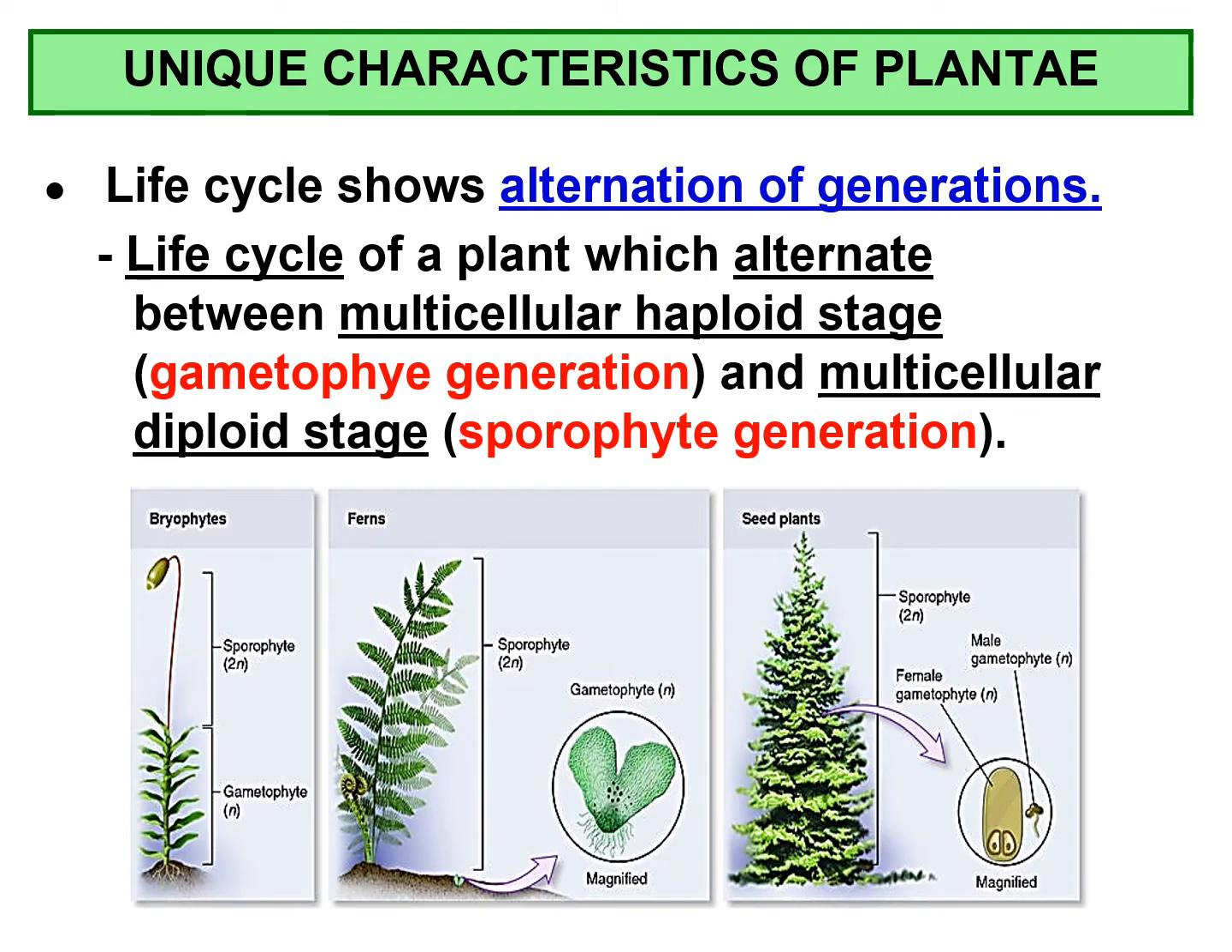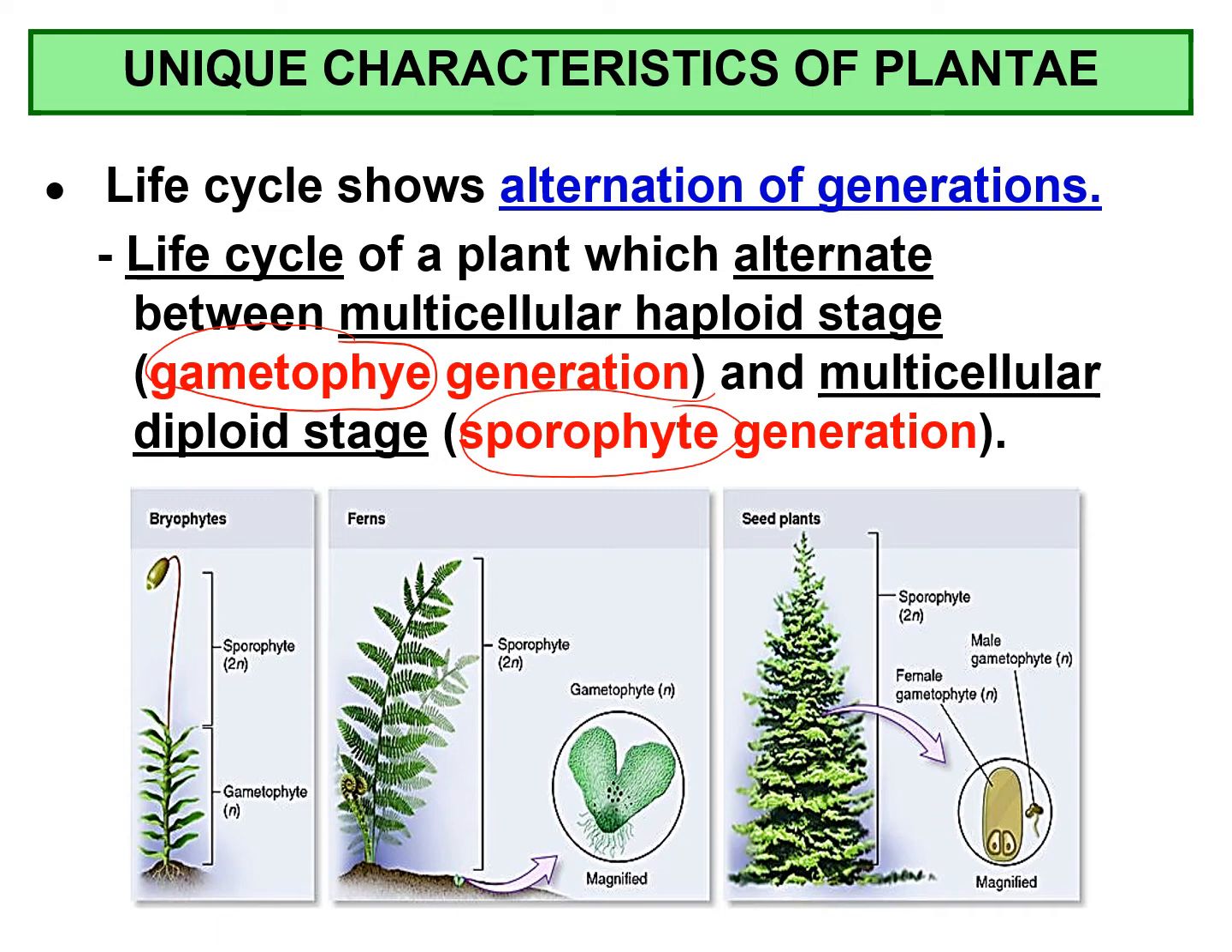Plantae show alternation of generations, meaning that the life cycle of a plant will alternate between a multicellular haploid stage, which is called the gametophyte generation, and a multicellular diploid stage, which is called the sporophyte generation. Students should familiarize themselves with the terms gametophyte and sporophyte because we are going to use these two terms many times in the explanation of Kingdom Plantae.